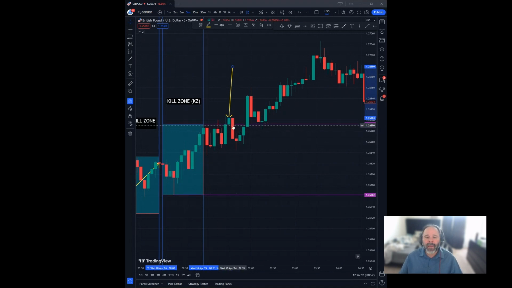Okay, am I being clear on this part? Why do I say it broke? It only needs to close above. Even if a portion or the majority of the body is below the line, it doesn't matter. You just want to know where it closes. So this candle closed above.